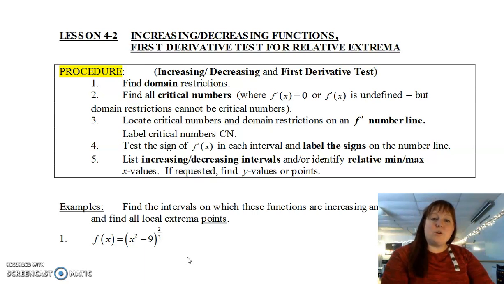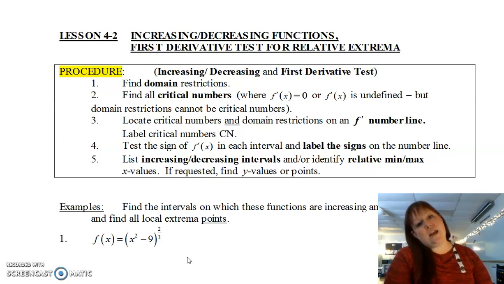So we're going to do all of our critical numbers. Then what we're going to do is take those critical numbers and our domain restrictions. We're going to do what we call an f prime number line to figure out what's going on with the function. And then we're going to test whether the derivative is positive or negative at each of those points. And then find out what's happening, and then we'll be able to figure out the increasing and decreasing intervals and our max and mins.